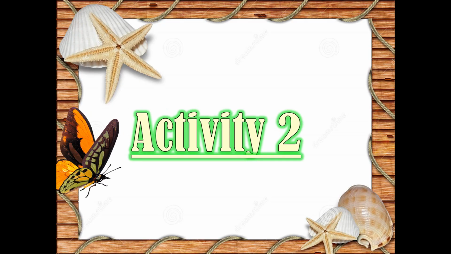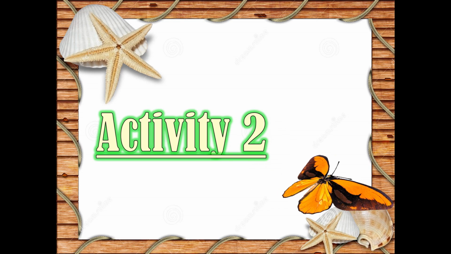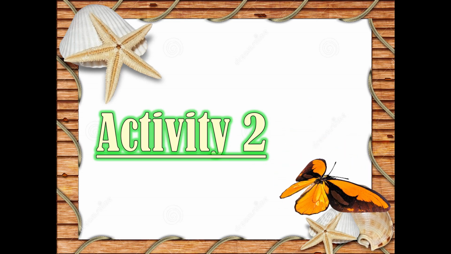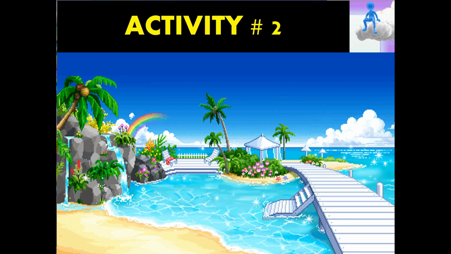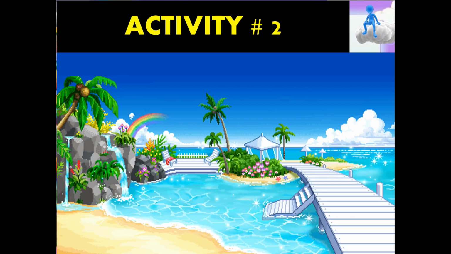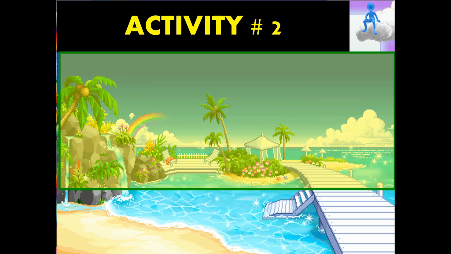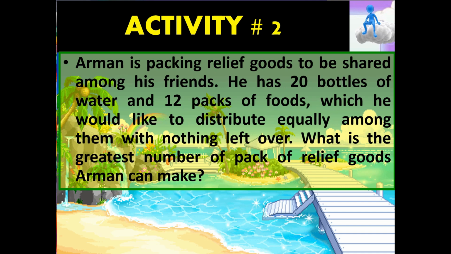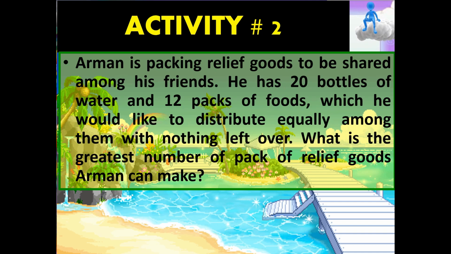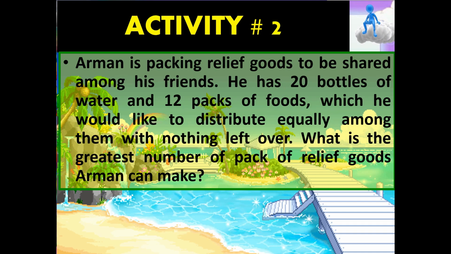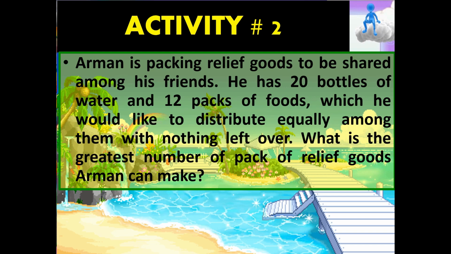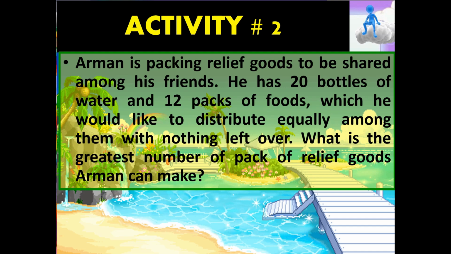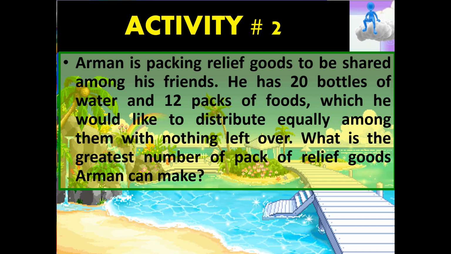Let us now proceed to activity number 2. Go to page 4 until page 5 of your learning activity sheet for week 3, quarter 2 of Mathematics 4. Our man is packing relief goods to be shared amongst friends. He has 20 bottles of water and 12 packs of food, which he would like to distribute equally among them without leftover. What is the greatest number of packs of relief goods Arman can make?